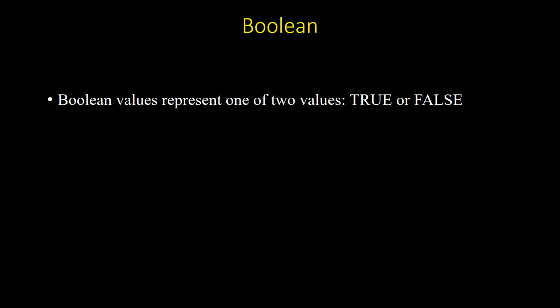The next one is the Boolean. The Boolean value represents one of two values: either it is true or it returns false. Whenever the condition is satisfied, it returns a true value. Whenever the condition fails, it returns the false value.